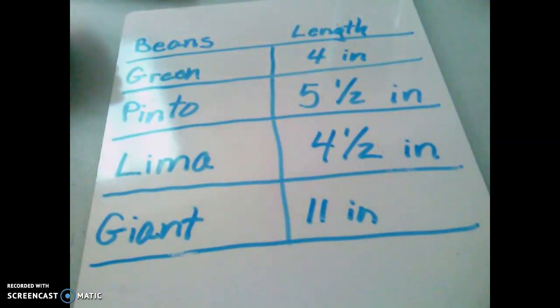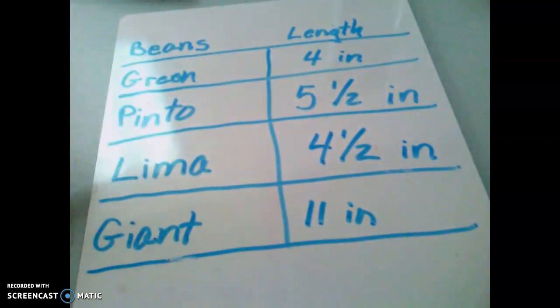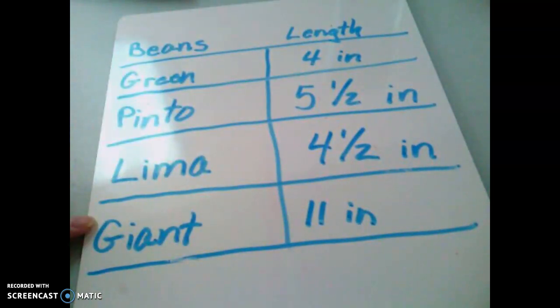IN is the abbreviation for inches. Pinto beans are 5.5 inches. Lima beans are 4.5 inches, and giant beans are 11 inches. Again, I just made those numbers up, so they're probably not right, but we're going with this.